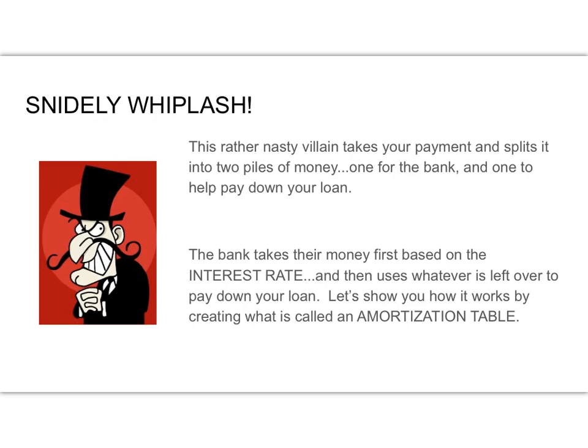And this rather nasty villain, what he does is he takes your payment and splits it into two piles of money, one that goes to the bank and one that goes to help pay down your loan. So you have this monthly payment that you make, and the bank has to get theirs at some point in time. And usually what happens is they take that money off the top first, and then anything that's left over goes to your loan. So let's show you how that works by creating what is called an amortization table.